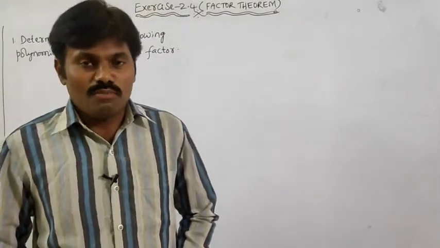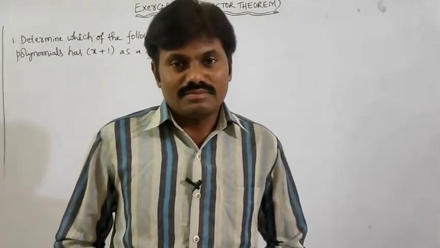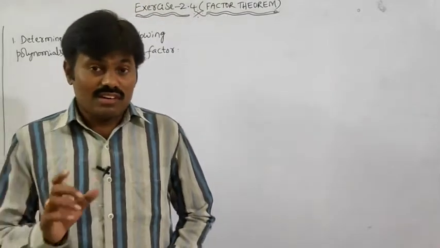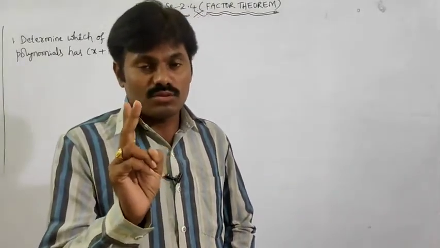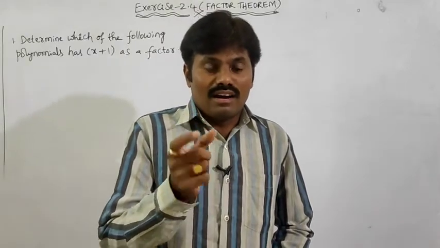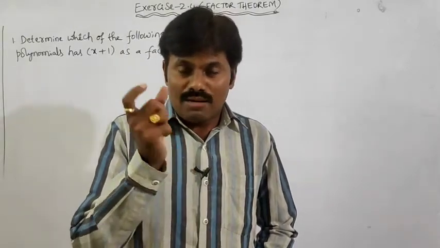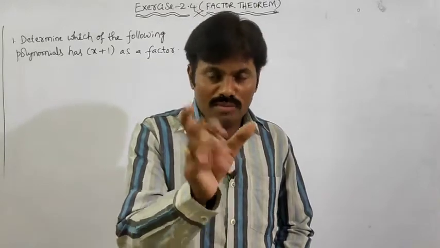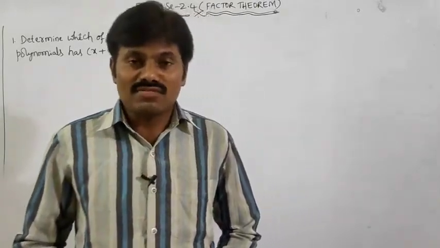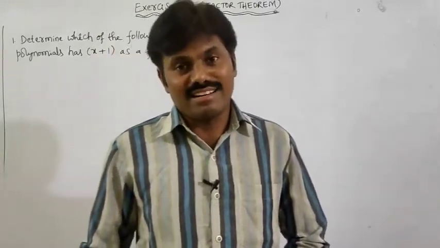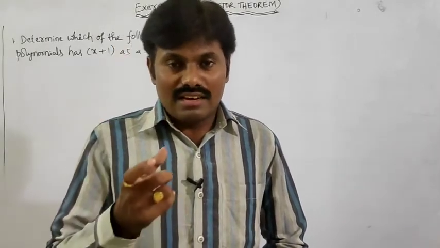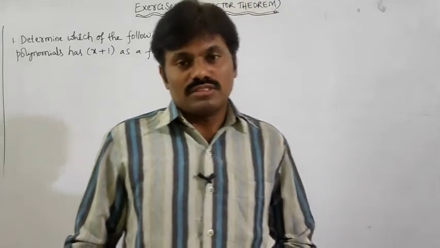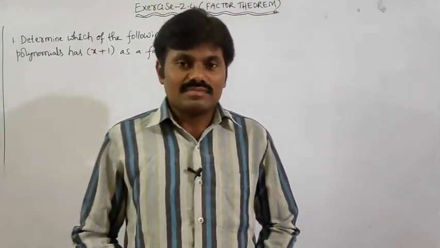Now we are going to solve problems related to the factor theorem. I forgot to tell you two rules or two points we discussed in the previous class. By observing the polynomial itself, we can say whether x plus 1 or x minus 1 is a factor or not. What are those statements related to that factorization?